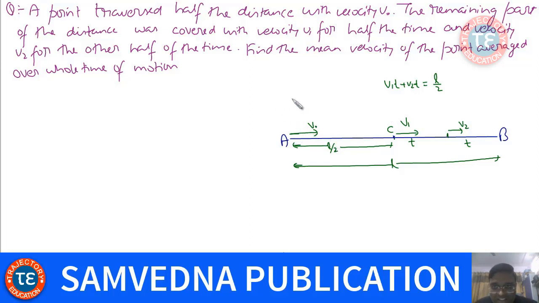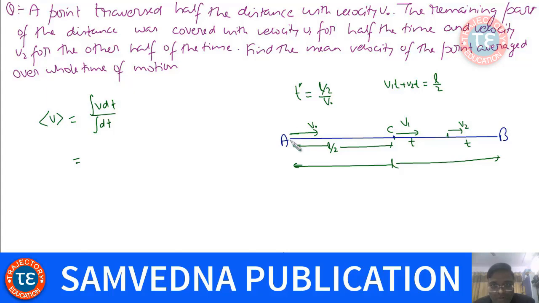And what's the time taken to move AC distance? Time taken to move AC distance is going to be L by 2, say call it T3, T dash, say L by 2 by V naught. We have to find mean velocity V, that is integral V dt by integral t.